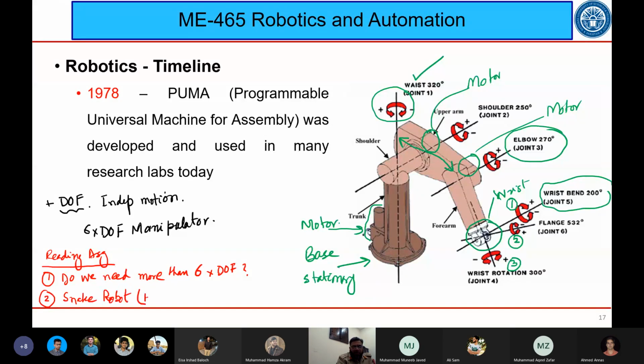और इसमें आपने क्या करना है? How many degrees of freedom एक स्नेक रोबोट में होती हैं? And if those are more than 6, तो उन ज्यादा का एडवांटेज या डिसएडवांटेज क्या? Then look for a term redundancy.